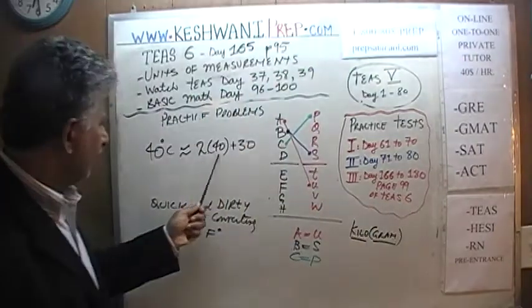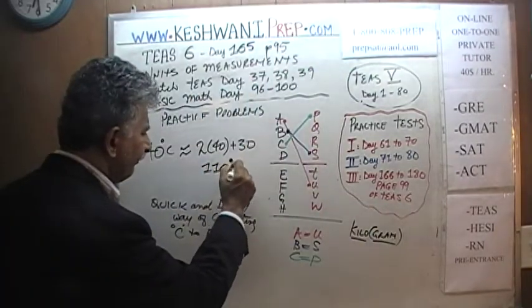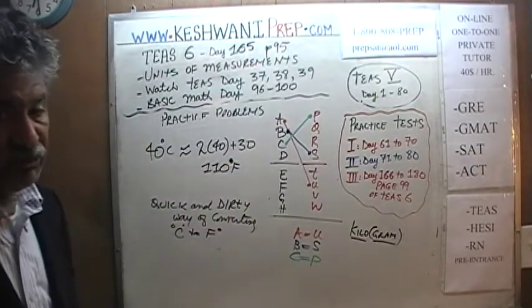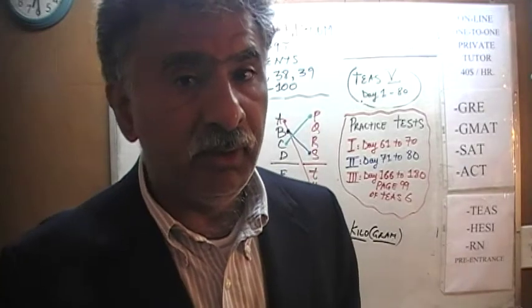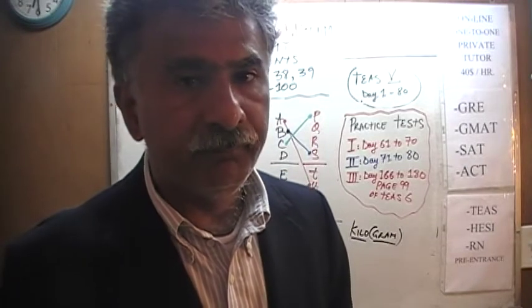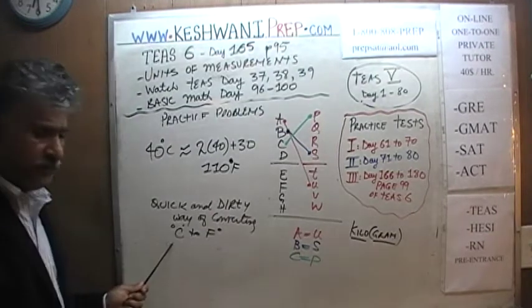So if you double 40, you get 80. 80 plus 30 is 110 degrees. My God, that is hot as hell. 40 degrees centigrade is 110 degrees Fahrenheit approximately. Do you understand? So that's just a quick and dirty way of doing it.